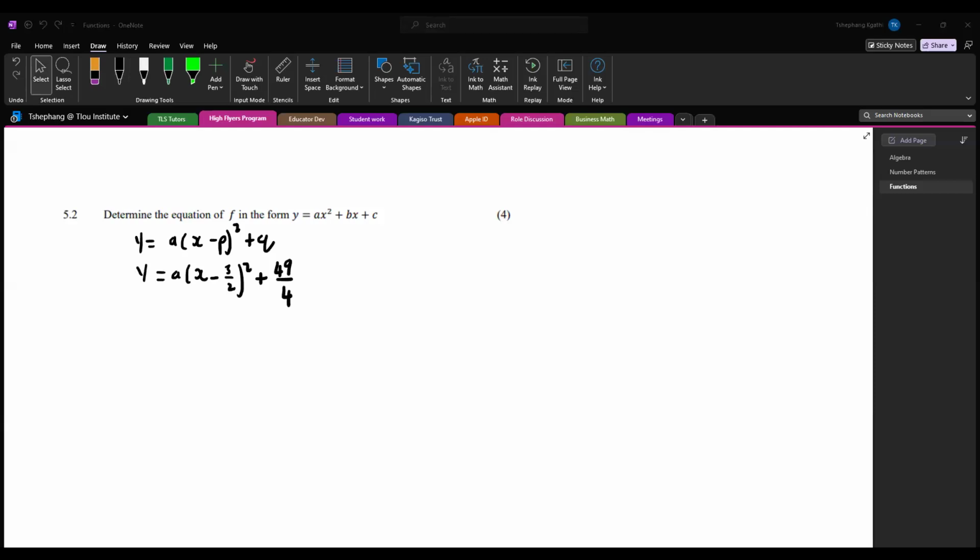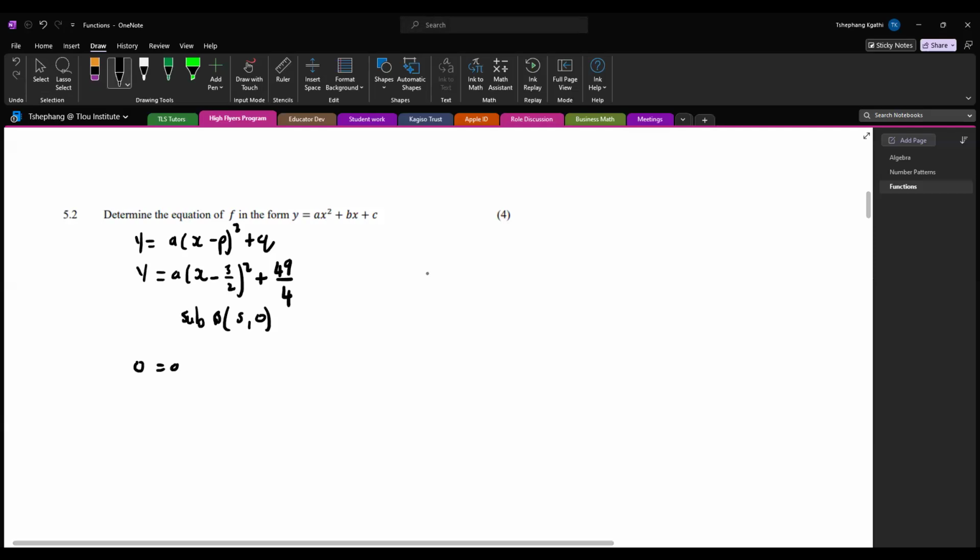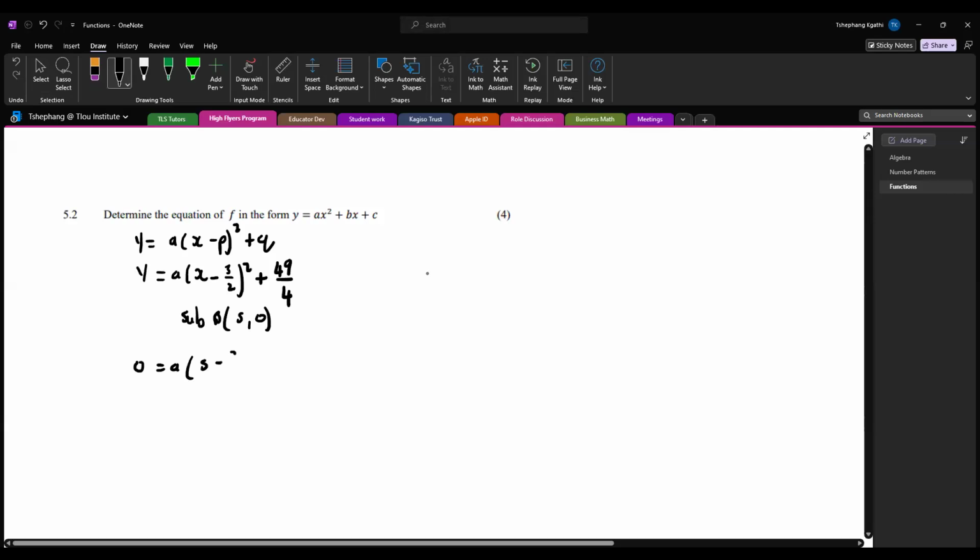Perfect. Now, what else can we substitute? We can substitute the other point that we have. Sub B, which has coordinates (5; 0). So this will be 0 is equal to a into (5 minus 3 over 2) all squared plus 49 over 4. Now all we need to do is calculator work so that we can find our a value.